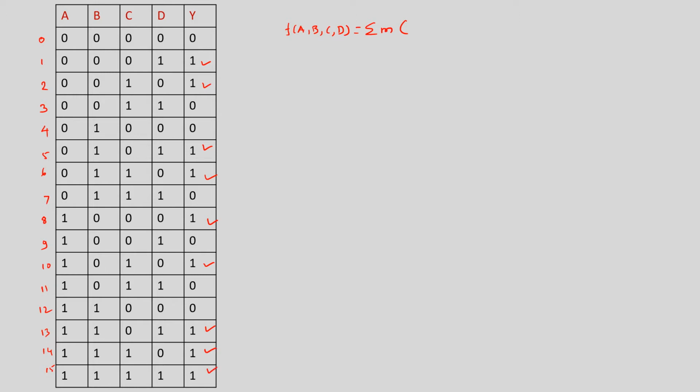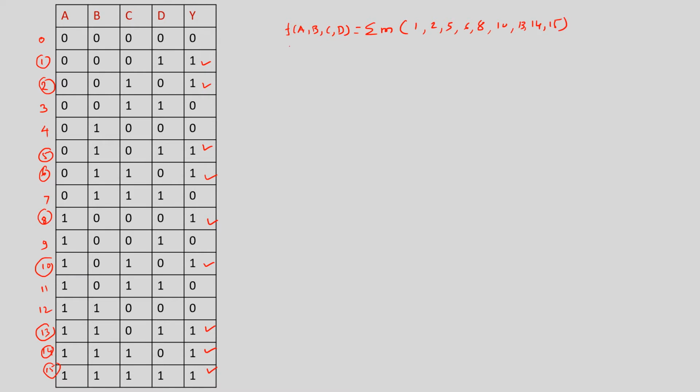Now here I will write 1, 2, then 5, 6, then we are having 8, then we are having 10, 13, 14 and 15 inside the bracket. So I will write 1, 2, 5, 6, 8, 10, 13, 14, 15.